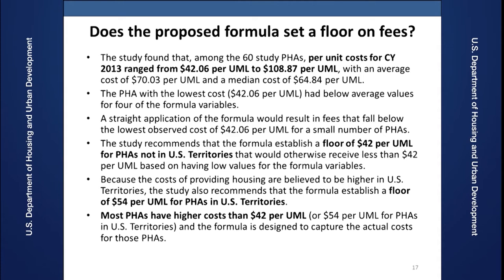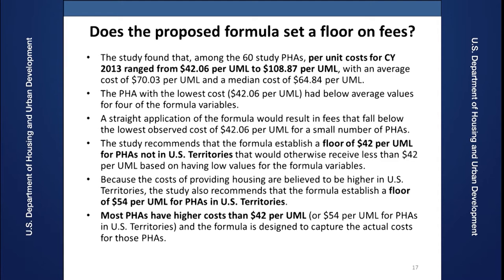So the study found among the 60 PHAs, as I've mentioned, that per unit costs ranged from a low of about $42 to a high of $109 per unit month leased, with an average of $70 and a median of around $65. The PHA with the lowest cost in our study, the $42, had below average values for four of the formula variables, so it makes sense that it would have a lower cost. But that is the lowest cost that we observed among any high-performing and efficient program.